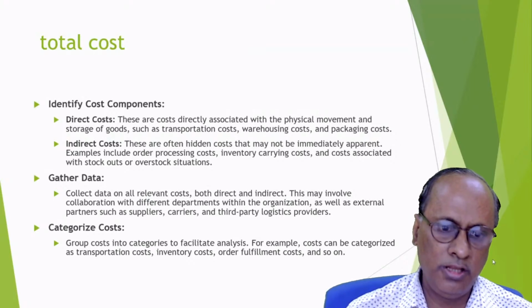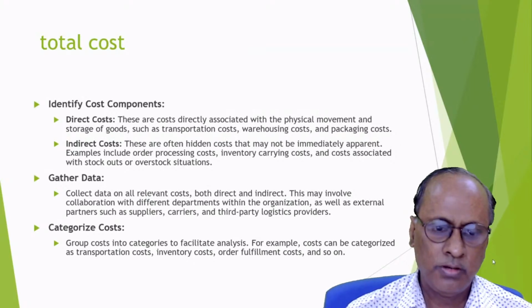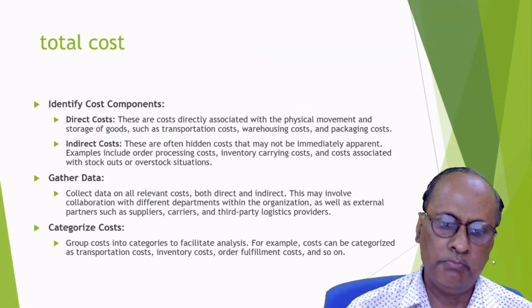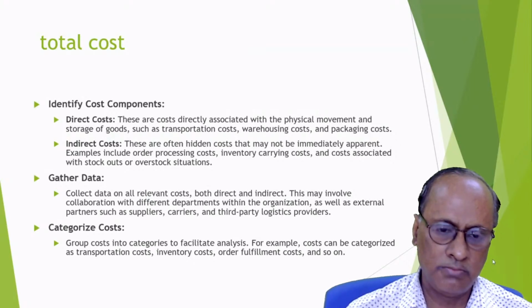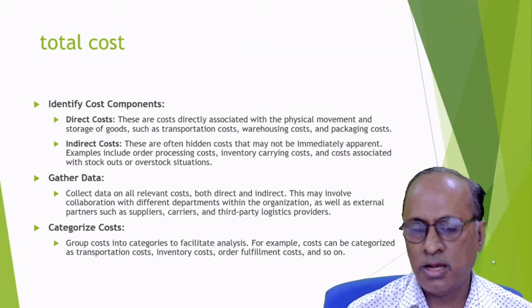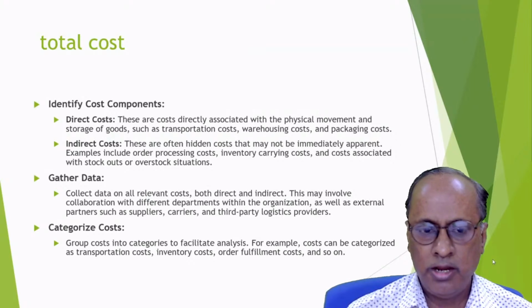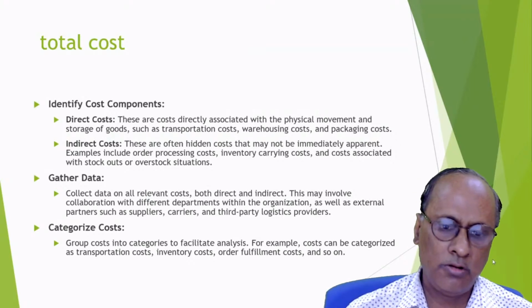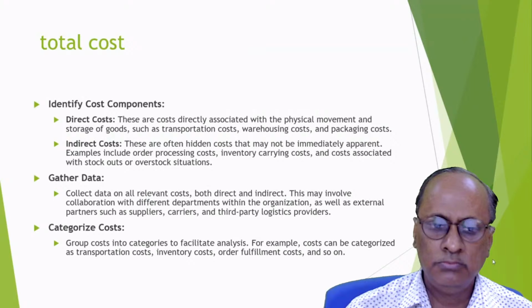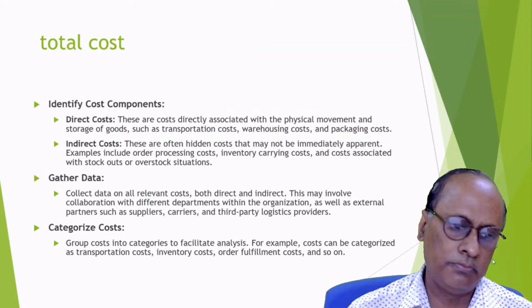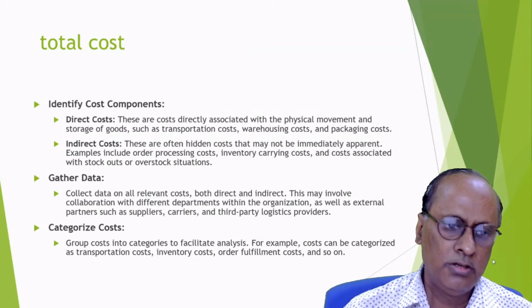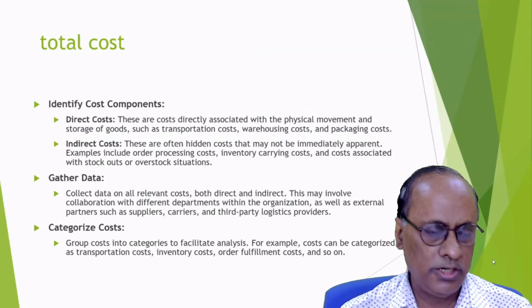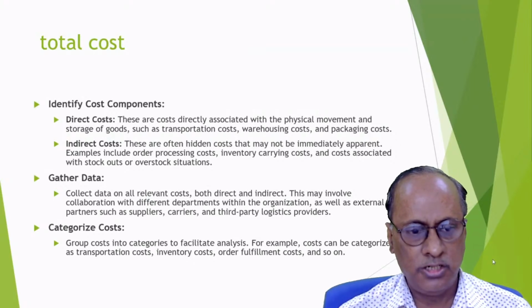If there is a stockout in, say, raw material, your production will be halted, and an overstock situation also brings a great loss to the organization, because items remain unsold, and in the case of raw materials, the inventory costs are stacked up. So first is to identify the cost components: direct cost and indirect cost.